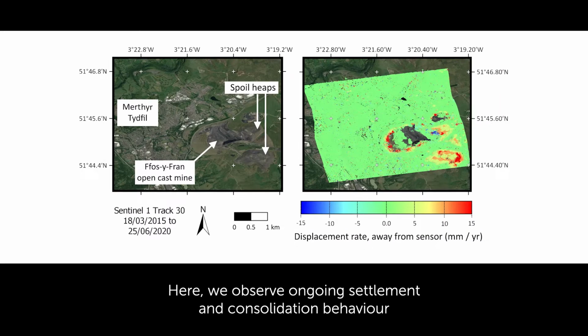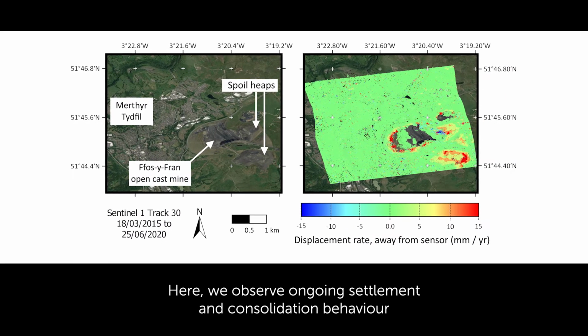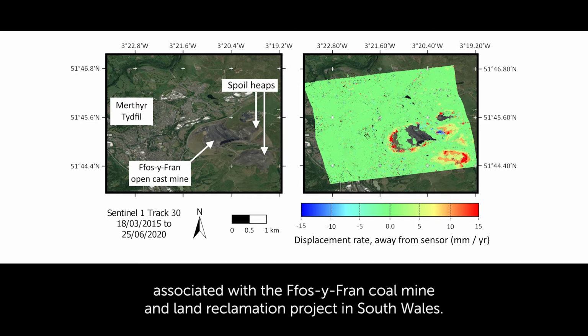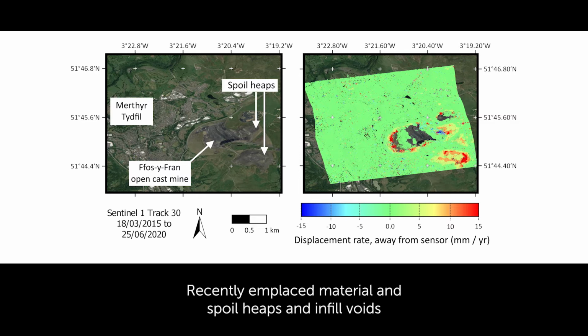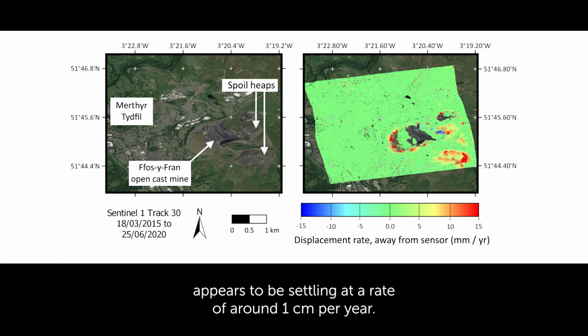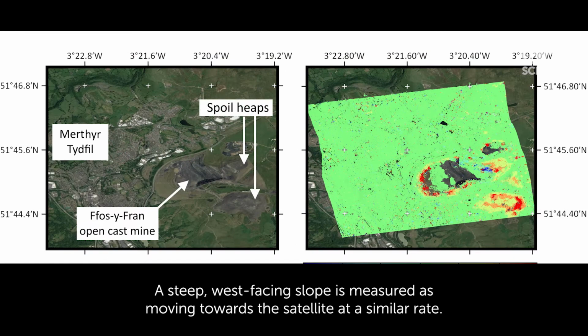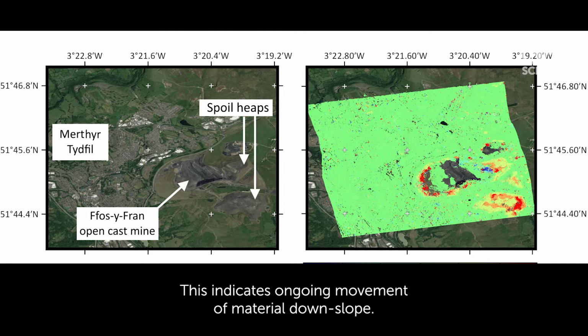Here we observe ongoing settlement and consolidation behaviour of recent backfill and spoil, associated with the Ffos-y-fran coal mine and land reclamation project in South Wales. Recently emplaced material in spoil heaps and infilled voids appears to be settling at a rate of around 1 centimetre per year. A steep west-facing slope is measured as moving towards the satellite at a similar rate. This indicates ongoing movement of the material downslope.